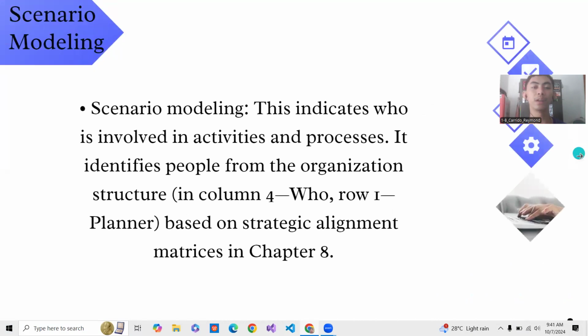So last is scenario modeling. Scenario modeling indicates who is involved in activities and processes. It identifies people from the organization structure. In column 4, who, row 1, planner. So here, meaning, pinapakita nito kung sino yung tao o yung sinong nasa posisyon sa loob ng organization na kasali sa mga aktibidad para sa process.